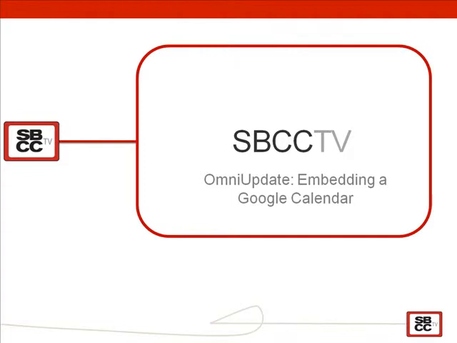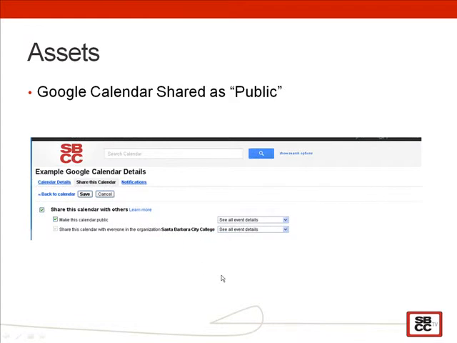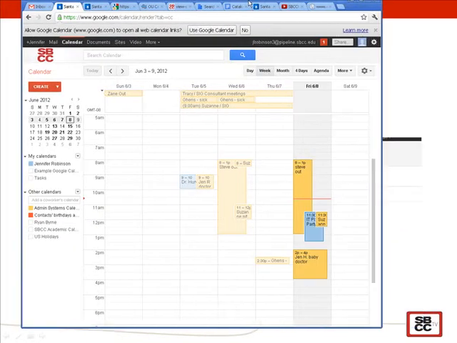In this tutorial, I'm going to demonstrate how to embed a Google Calendar into an OmniUpdate page. Before we get started, you'll need to have a Google Calendar, and it needs to be shared as public. I'm going to show you how to share this when I get into Google, but that's one thing you need to have set up: a Google Calendar that is shared as public. So let's take a look at Google Calendars.